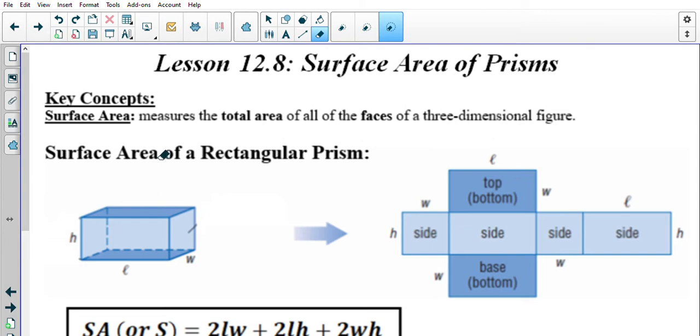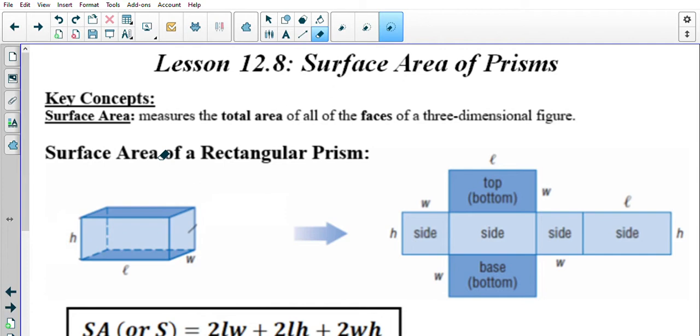All right, so today's lesson is going to focus on lesson 12.8, surface area of prisms. In the previous lessons, we've talked about area, circumference and perimeter, and previously we've talked about volume of three-dimensional shapes as well. This lesson is going to talk about one of our last measurement topics, which is surface area.